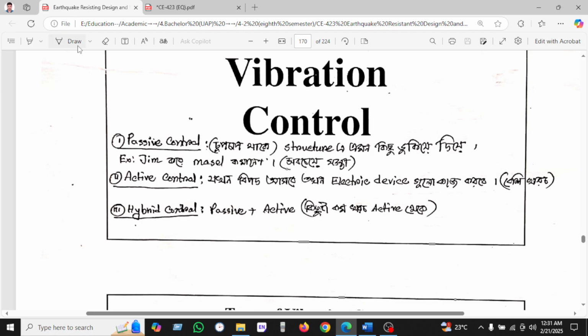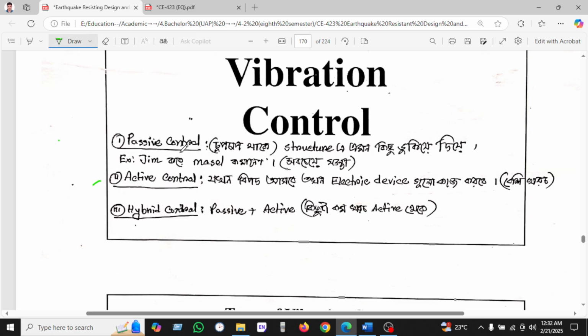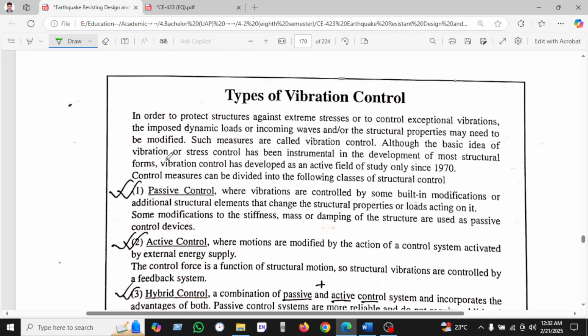And another one we can see here is active, which is called active: when the hazard comes, then the electronic device will start. And hybrid will be passive plus active, but with less cost. Of the three, active control is very much costlier, but we can use passive control, as we can insert something on the structure.